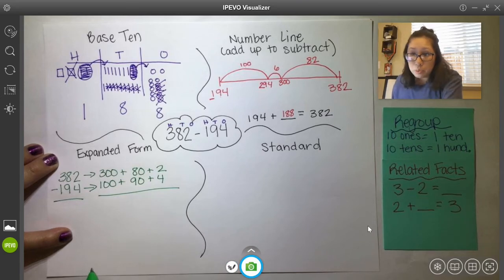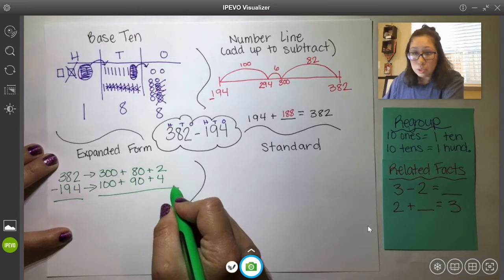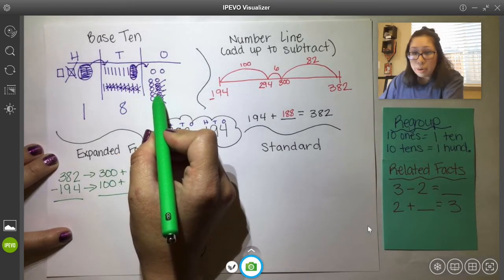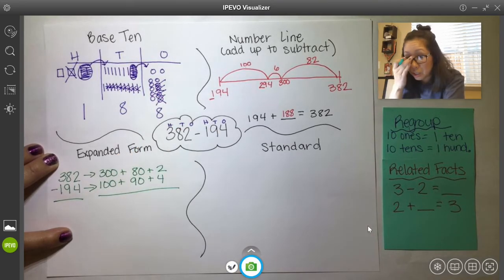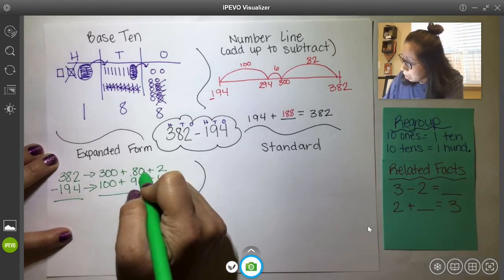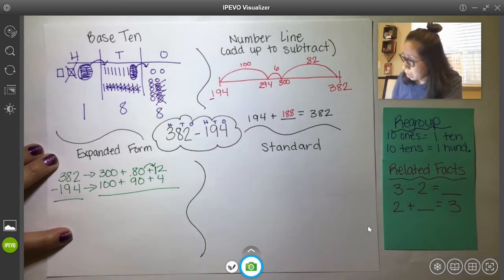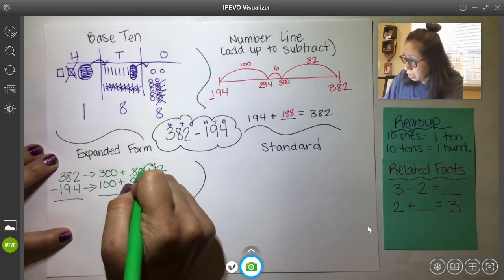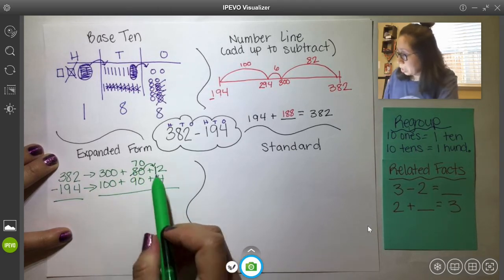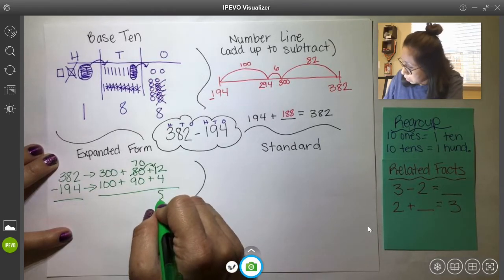And now we're ready to subtract. So we're going to subtract from the top to the bottom, starting with the ones. 2 ones, subtract 4 ones. As you can see from our base 10 strategy, we couldn't do that and we had to regroup. So I'm going to borrow a 10. I'm going to move a 10 over here. 10 plus 2 is 12. And since I moved 1 ten over here, that means I have 1 ten less, leaving me with 70 right here. So 12 ones, subtract 4 ones equals 8 ones.